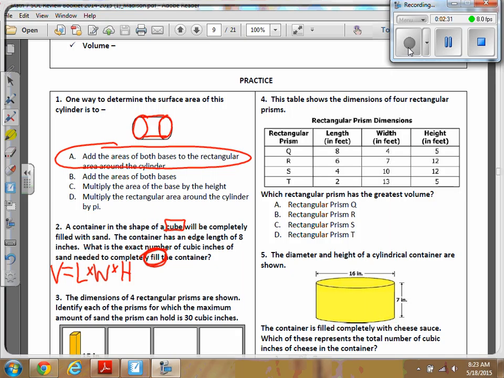Well, think about a cube. That means that each of those faces is in the shape of a square, and it says that it has an edge length of 8. So this side is 8, this side is 8, this side is 8, this side is 8. So we need the length, the width, and the height. My length would be 8, my width would be 8, my height would be 8. So that just means 8 times 8 times 8. You can use your calculator. Don't feel like you have to do all of this mental math. So 8 times 8 times 8 is going to be 512.